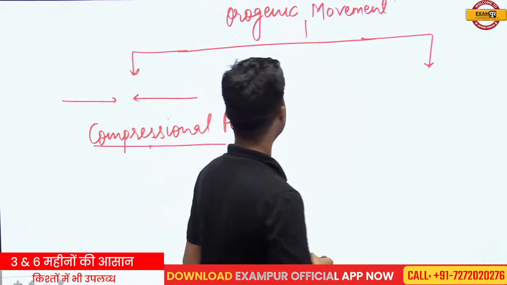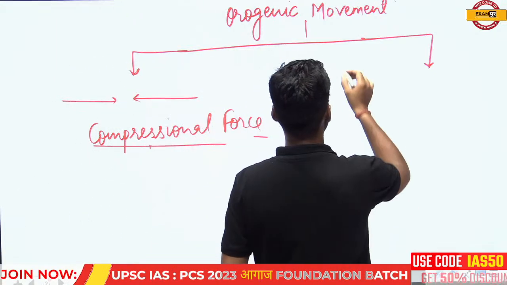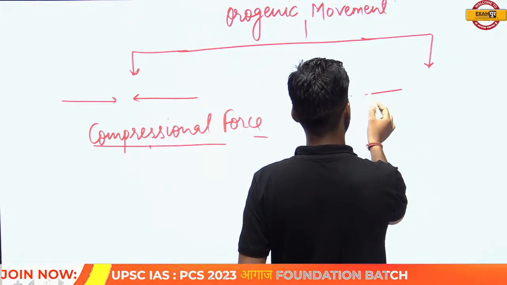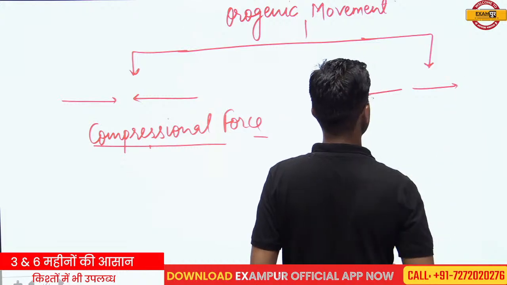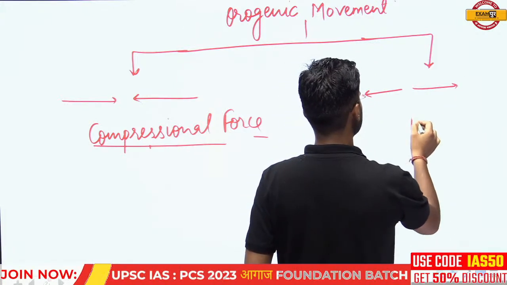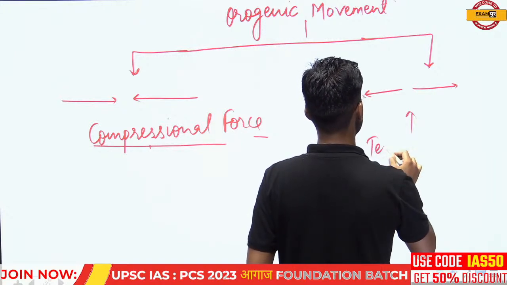And the second one: in orogenic movement, if the force is applied or the movement is happening in the opposite direction, then the force is called the tensile force or the tensional force.